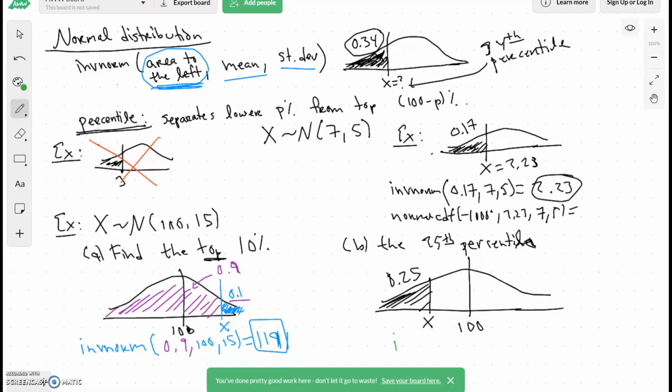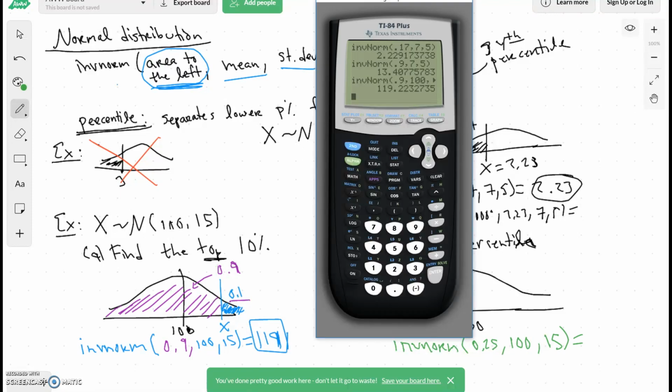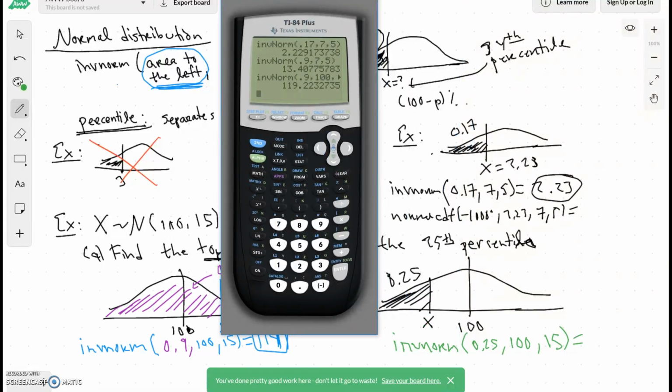So this is inverse normal. Do we know the area to the left? Yes, we do. It's just 0.25. The mean is 100. I'm going to make sure that I do that right. And my standard deviation is 15. I'm going to put that into my calculator: second vars, inverse norm, 0.25 is my area to the left, 100, 15, and I'm going to get what?